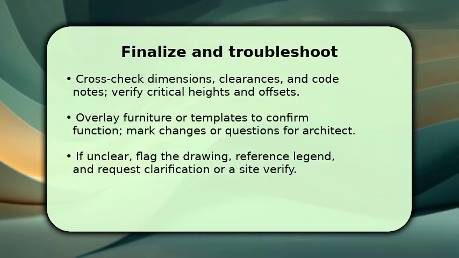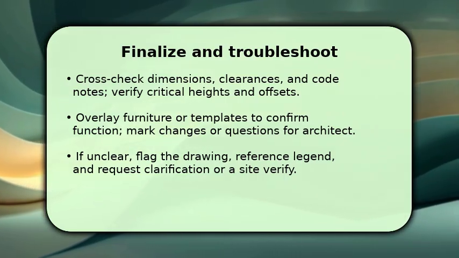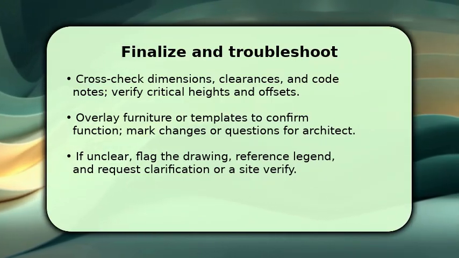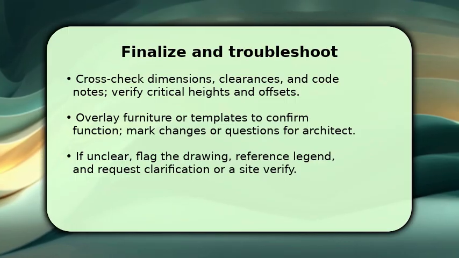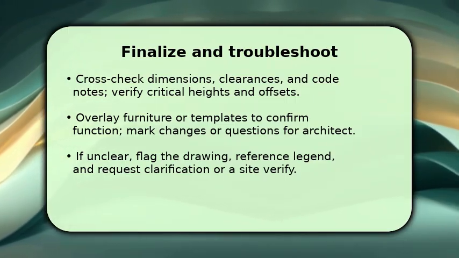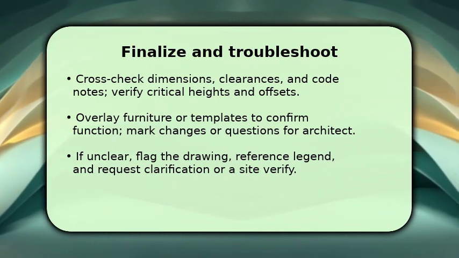Make clear annotations or red lines for any requested changes, and prioritize items that need architect clarification. If something looks inconsistent or unreadable, flag the sheet, reconsult the legend, and request clarification or a site verification. This single troubleshooting step prevents costly mistakes down the line.